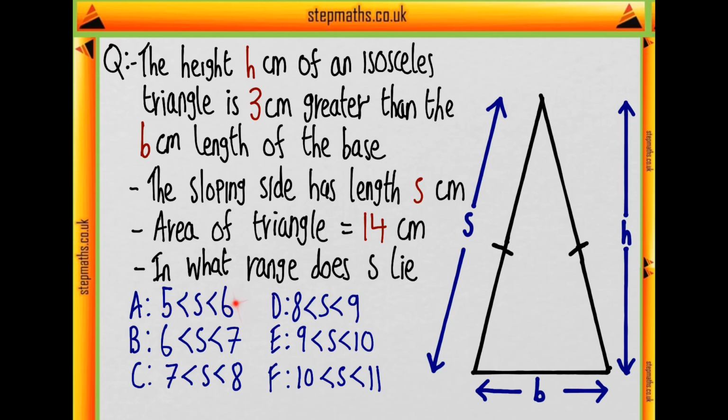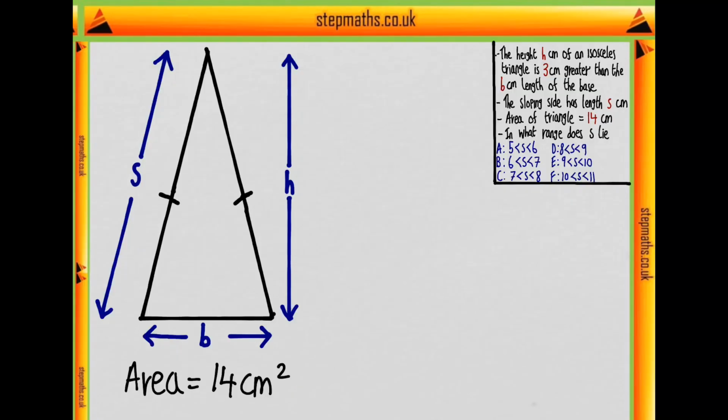So is S between 5 and 6, 6 and 7, 7 and 8, 8 and 9, 9 and 10, or 10 and 11? So how do we go about this? We've got all this information here. It's a bit of a mess. How do we start? Well, this is the key part. We're given the area, and this is the only numerical quantity we really know. It's the only property we certainly know about the shape. So let's try and come up with a formula which is equal to this and go from there.